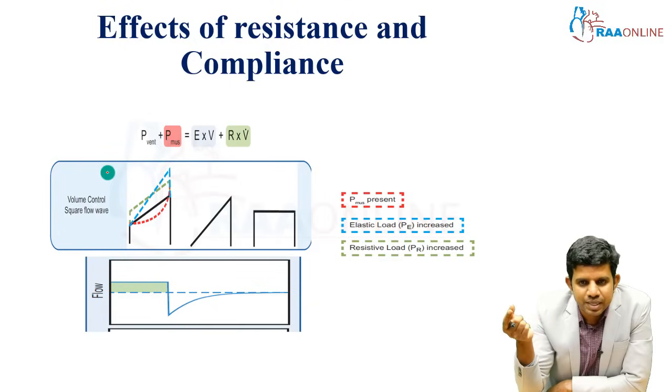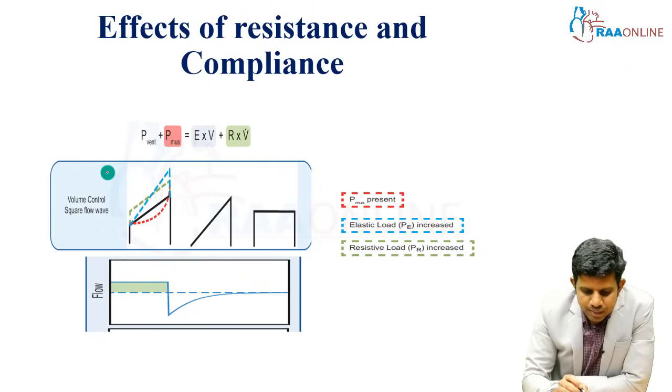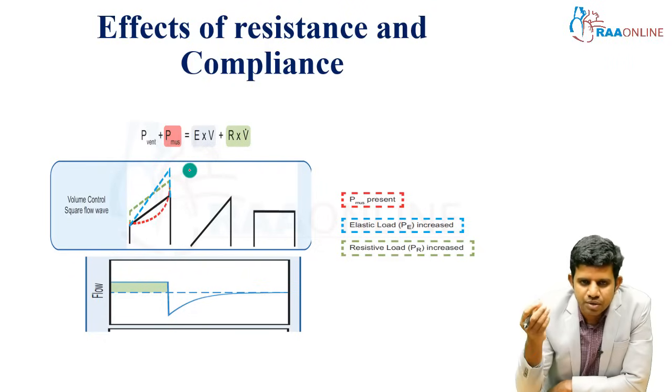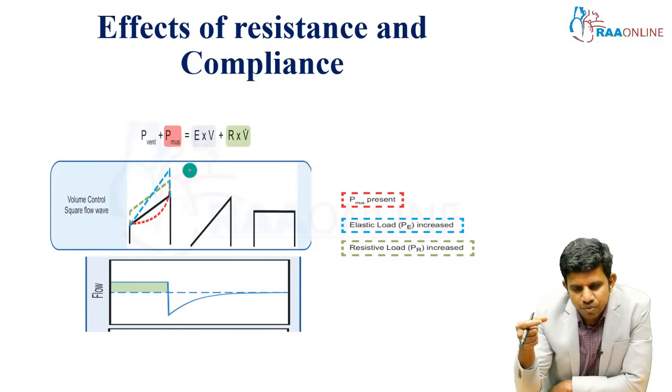So if I want to know whether resistance is increased or compliance is decreased, I have to see the pressure waveform. Here is an example where my resistance is increased. Something related to tube block, tube narrowing, or excessive secretion decreases the tube diameter. So when flow occurs, it increases the resistance. How will the ventilator waveform change?